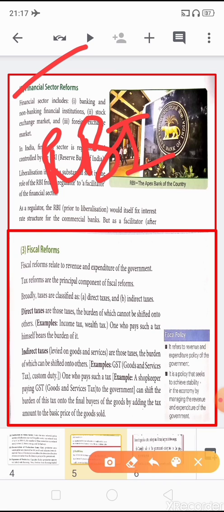It would fix the interest rate for the commercial bank, but as a facilitator, after the liberalization policies, the RBI would only facilitate the free play of market forces and leave it to the commercial bank to decide the interest rate structure. So now competition rules the decision making process.